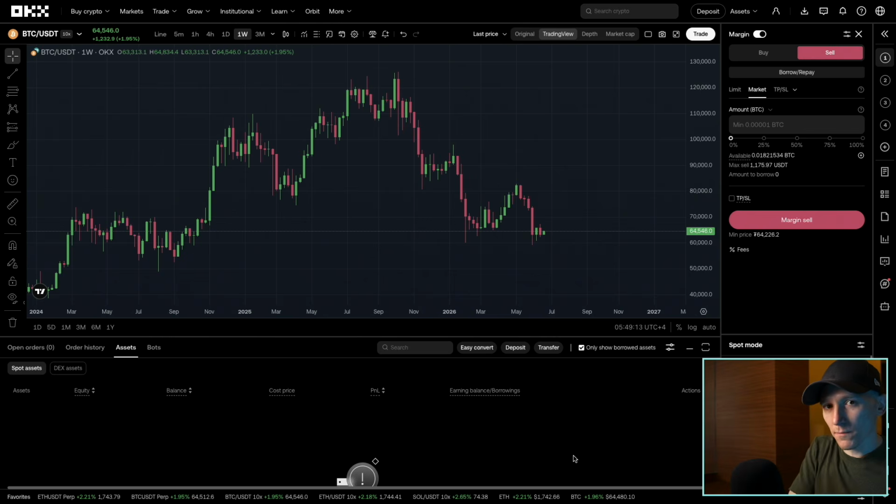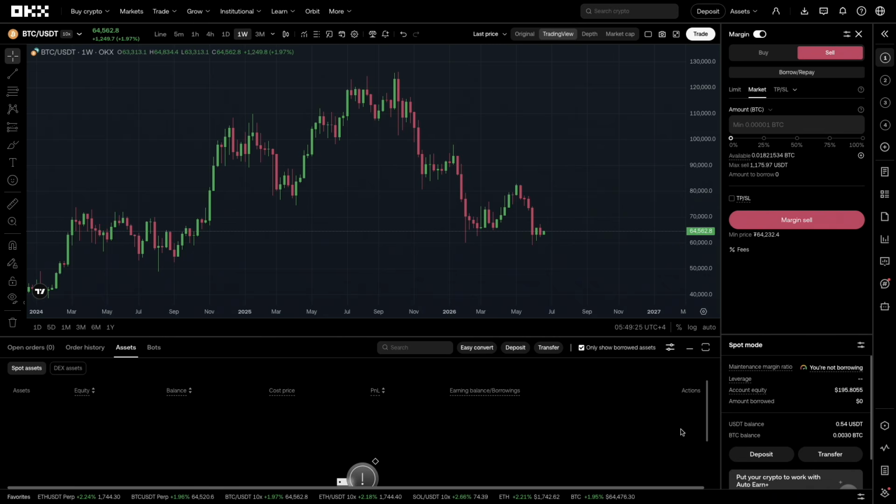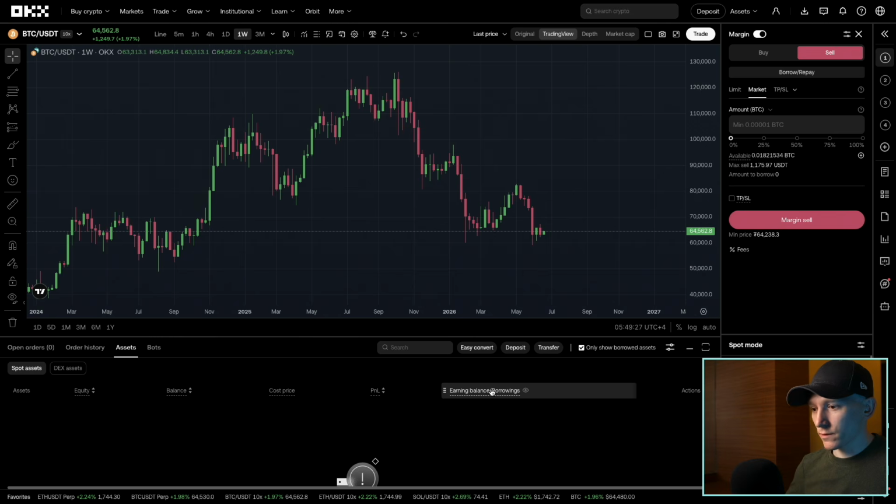So you can borrow to buy the Bitcoin, you can pay it off. Now you can sell that Bitcoin right here to pay off the loan if you want, or if you want to keep the Bitcoin that you have, you just need to pay off the loan. What you can do is go down here to transfer, and you can just transfer in cash. You can transfer in USDT, and then you can pay off the loan that way just by paying off the loan yourself with the cash and keeping the Bitcoin.